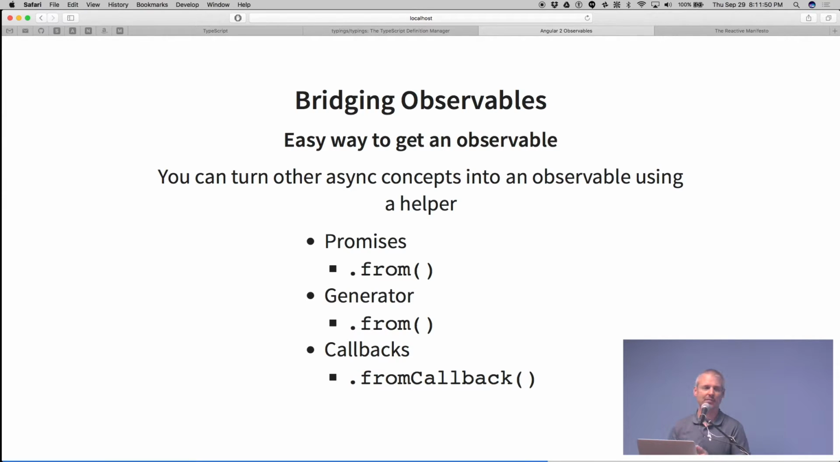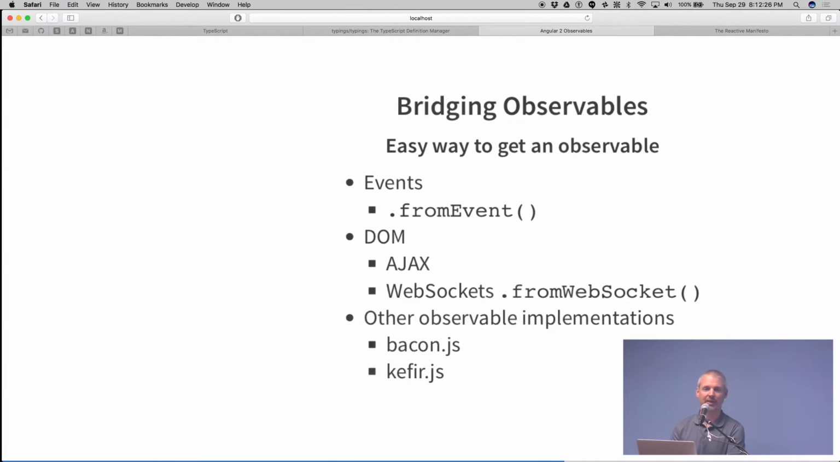Earlier I showed you the hard way to get an observable, and you're probably thinking, well, what's the easy way? The easy way to get an observable is to take something that's already asynchronous and throw a helper on it. I can take a promise and use from in RxJS, and that'll give me an observable on that promise. I could take a generator; I don't know if anyone's used generators, but you can turn a generator into an observable. Most of us use callbacks, so you can take a callback and turn it into an observable with from callback.